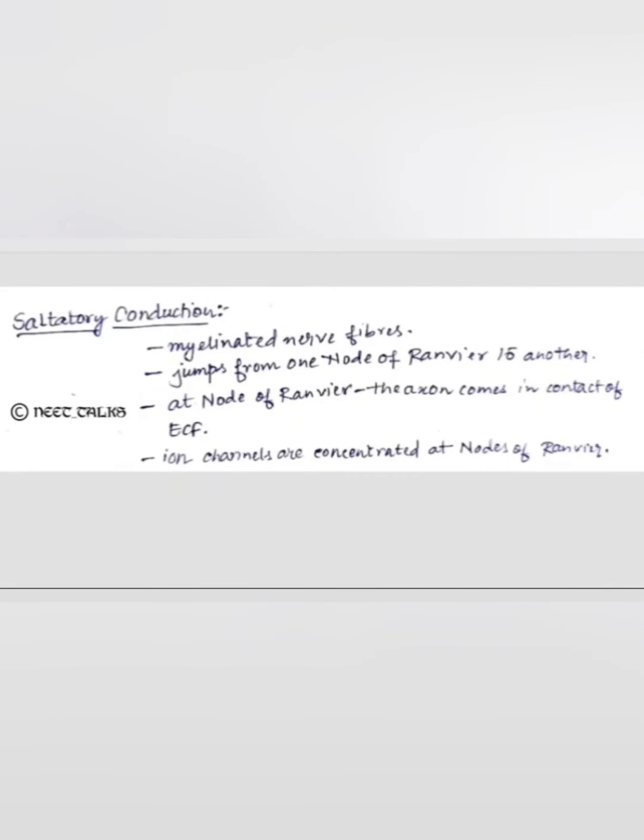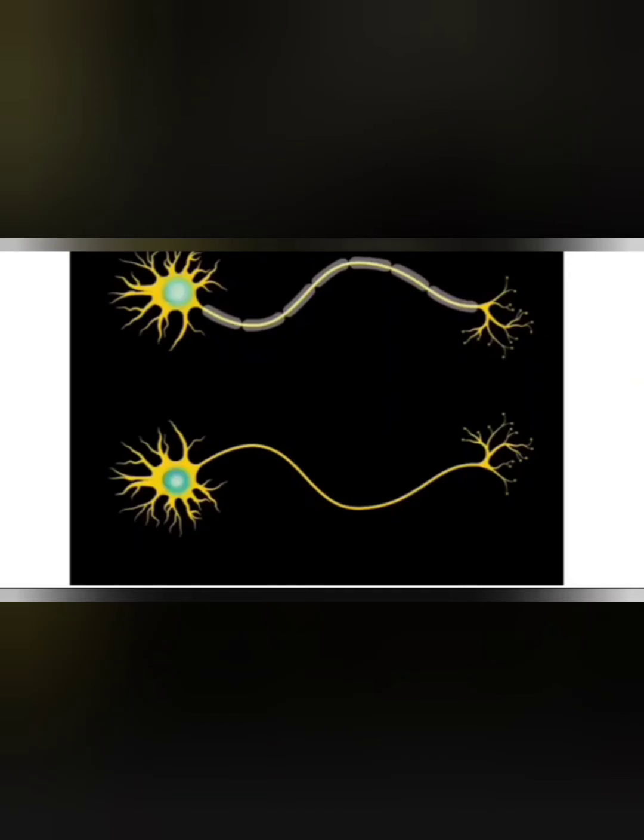Now we have to discuss the saltatory conduction of impulse. How many types of nerve fibers have we talked about? We have talked about two types of nerve fiber. One is the myelinated one and the other is the non-myelinated one. This is the myelinated one and this is the non-myelinated one. What is present in the myelinated one? In the myelinated one, the Schwann cells around the axon grow concentric layers of lipid sheaths forming the myelin sheath.